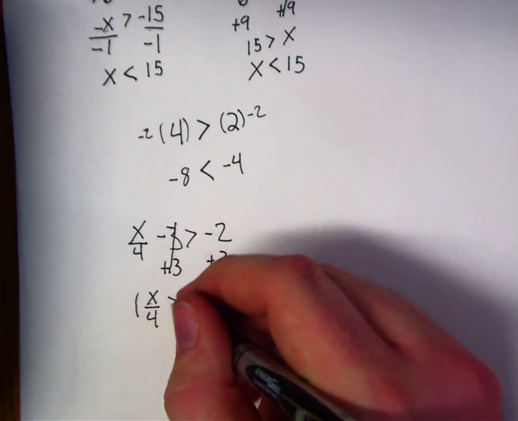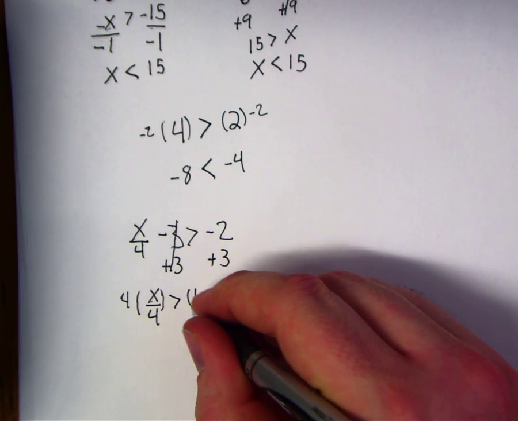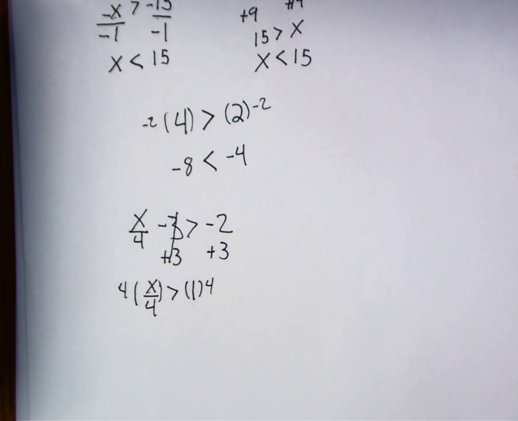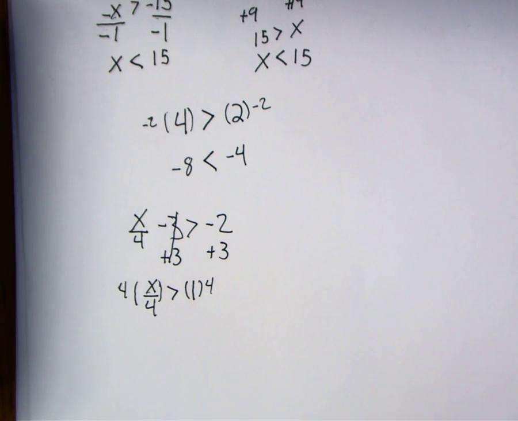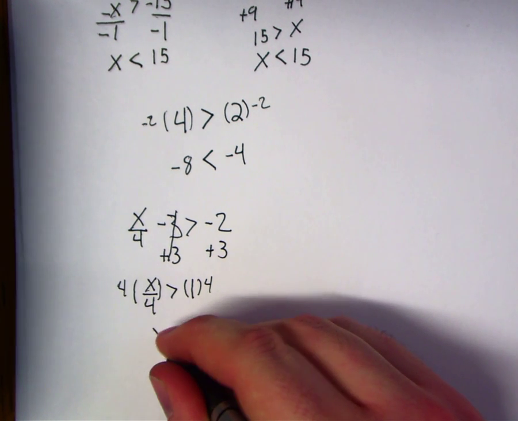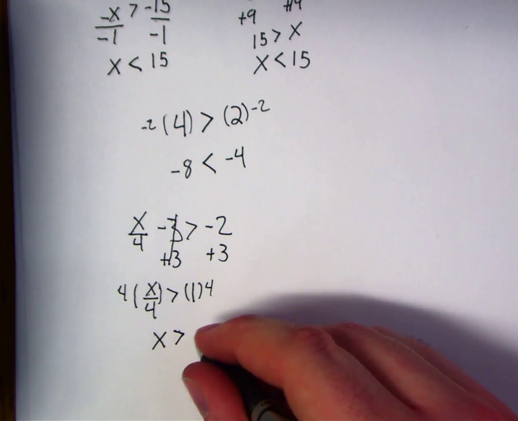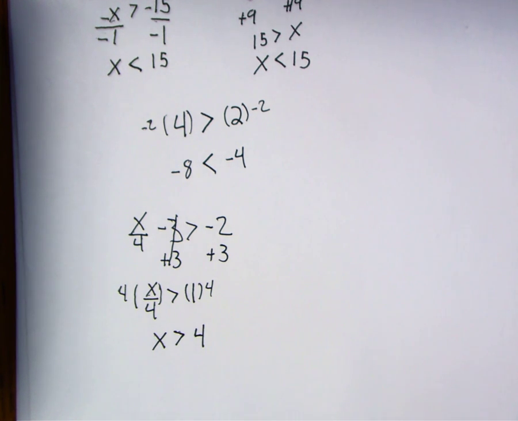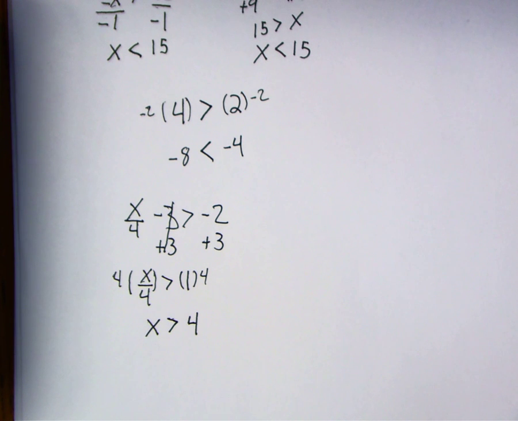In order to get rid of that fraction, we're just going to multiply both sides by 4. So remember, in this case, we're multiplying by a positive number. Since we're multiplying by a positive 4, we will keep our sign in the same direction. And that'll give us x is greater than 4. Alrighty. So feeling good there.